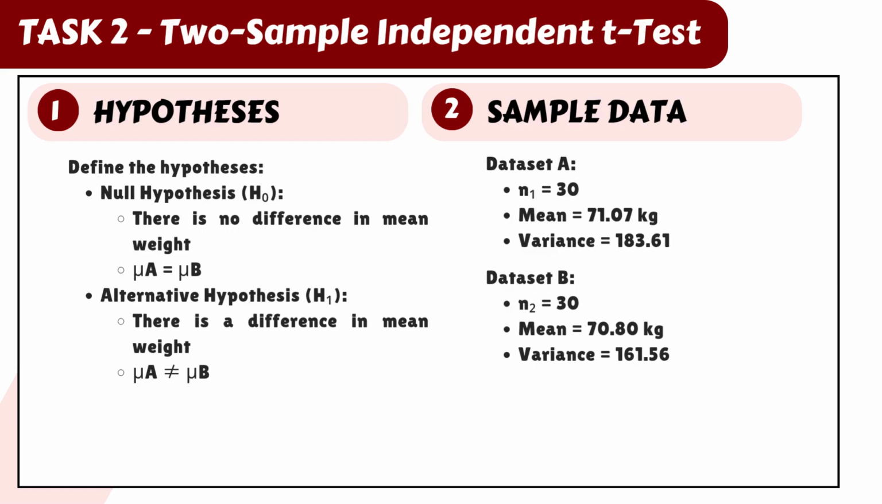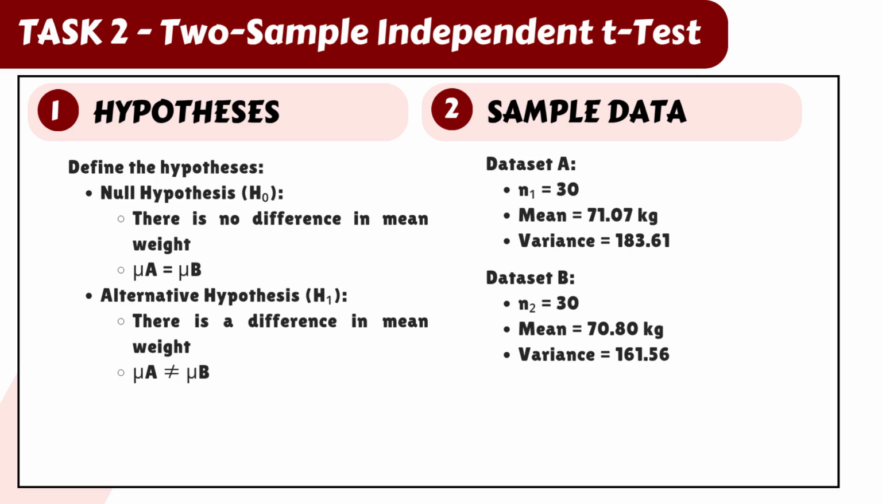Now, let's see task 2, the two-sample independent t-test. First, we define the hypothesis. The null hypothesis states there is no difference in the mean weight between the two groups. The alternative hypothesis states there is a difference in the mean weight between the two groups. Since we are testing for any difference, either higher or lower, this is a two-tailed test. Next, we identify the sample statistics for both datasets.